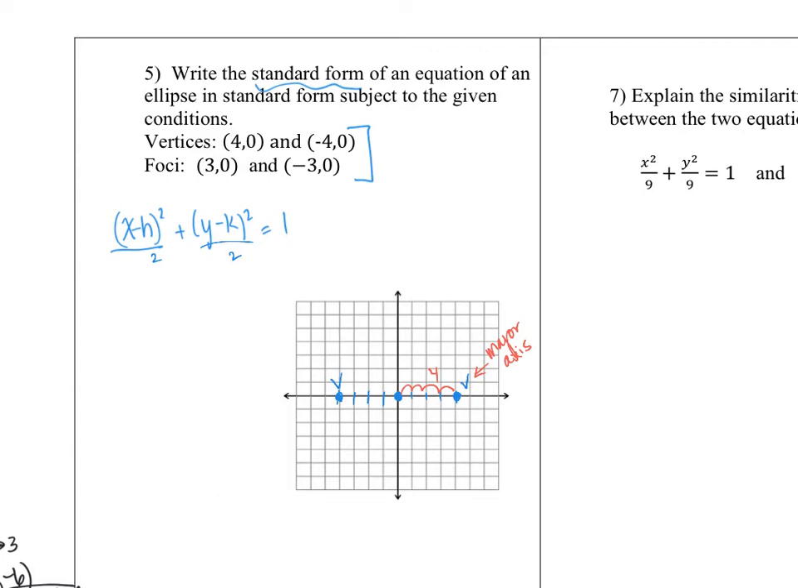So I know that my h and my k are just 0, so I don't really need those. I know that I went left and right 4, so I'll have 4 squared here, so that's going to be 16. But I need to figure out a little bit more.